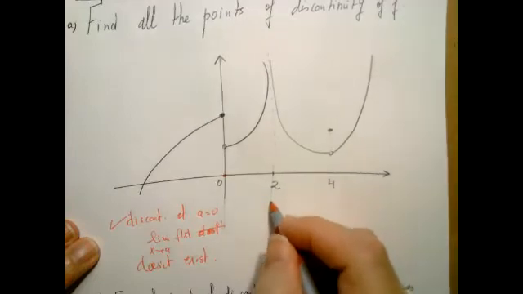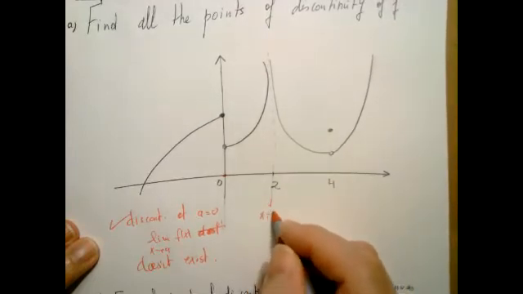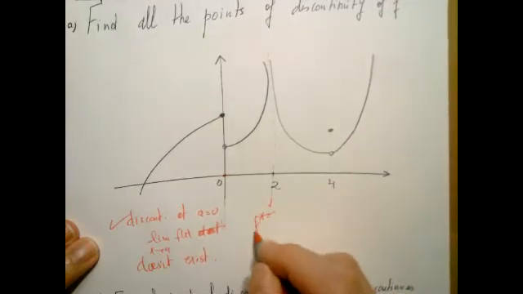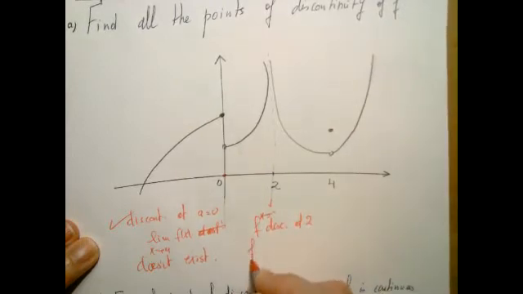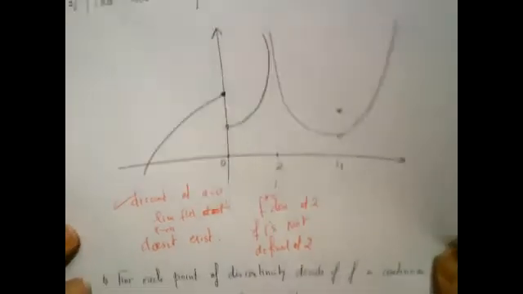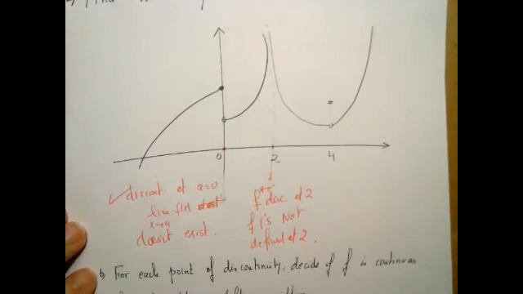Another point of discontinuity: 2. So f is discontinuous at 2 because f is not defined at 2. Okay, that's the reason for the discontinuity. Is there any other place?